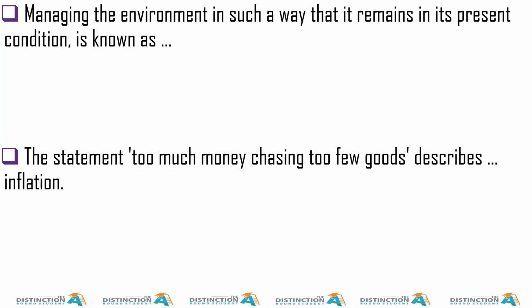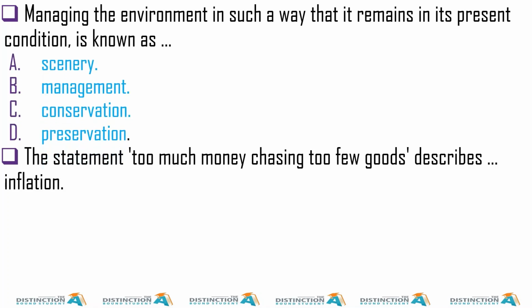Managing the environment in such a way that it remains in its present condition is known as, this could sound like, what do you call this one? Environmental sustainability. If it's there, it would make sense, but the answer that would make the most sense is preservation. Yes, because when you make use of the environment and you manage it in such a way that it remains in its present condition, you are preserving it, and you are not really conserving it, you are preserving it.